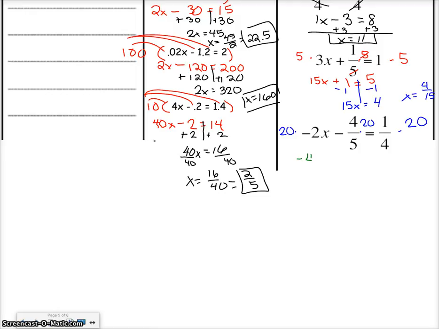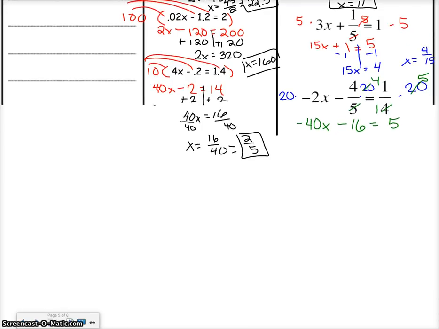I get negative 40x minus, now look what happens. That turns to a 1. And what does this turn to? A 4. So this is actually minus 16 equals, that turns to a 1, that turns to a 5. It really does. So now plus 16 to both sides, and you get negative 40x equals 21. X is negative 21 over 40.